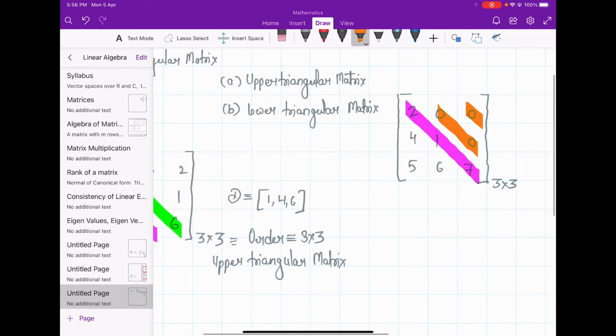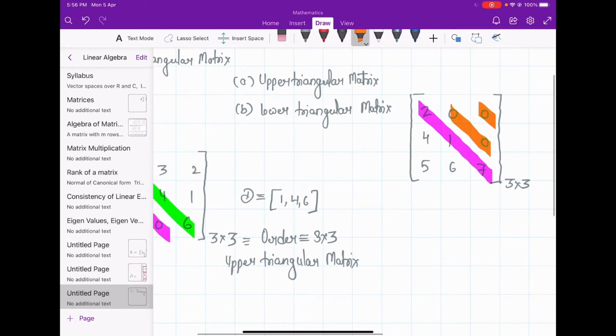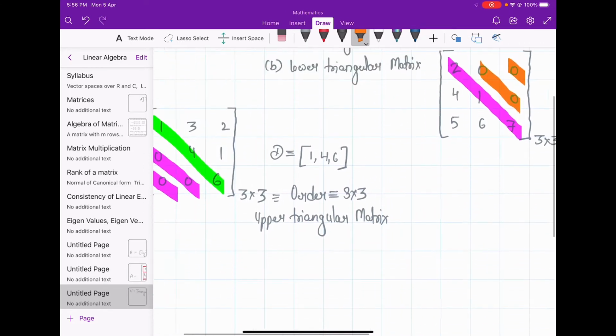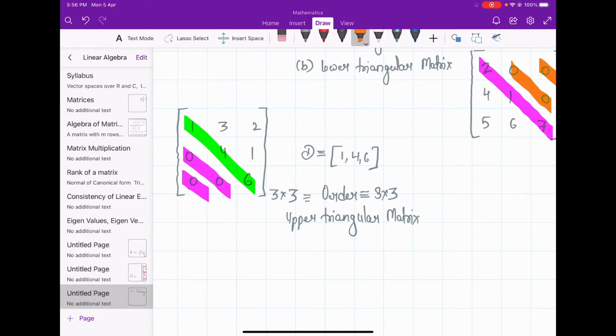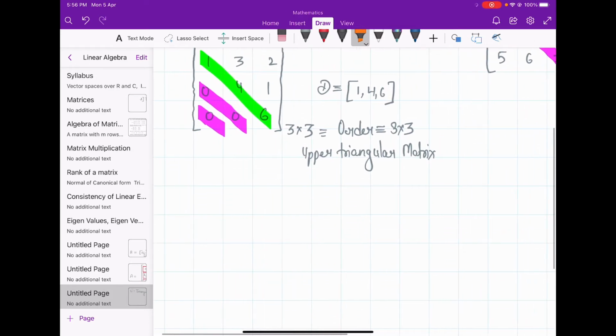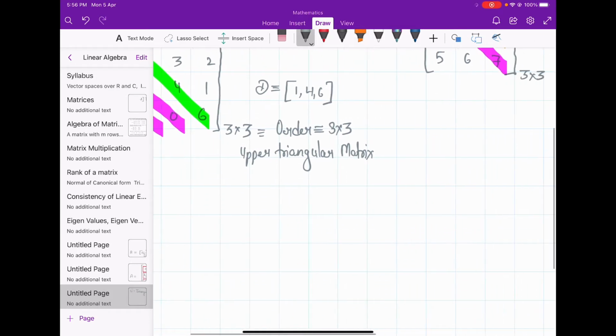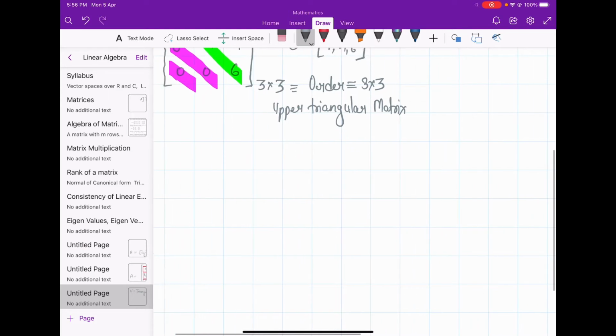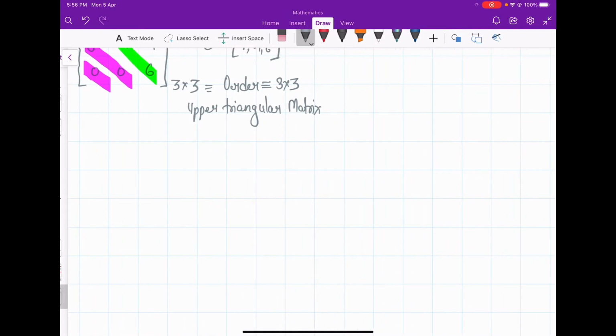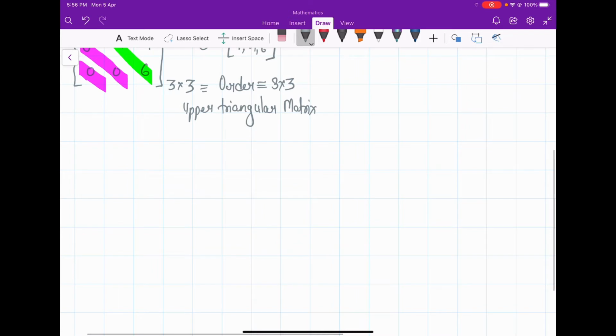Now we are moving towards another definition, that is orthogonal matrix. So the next will be orthogonal matrix.